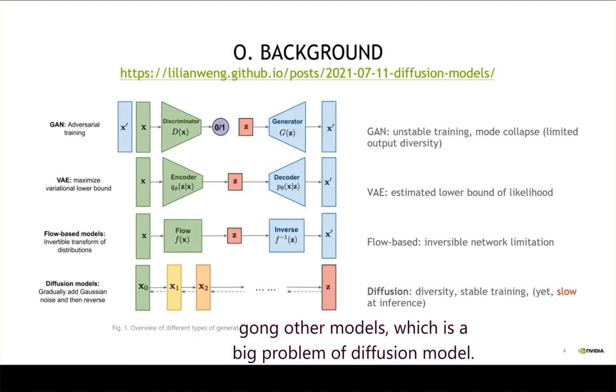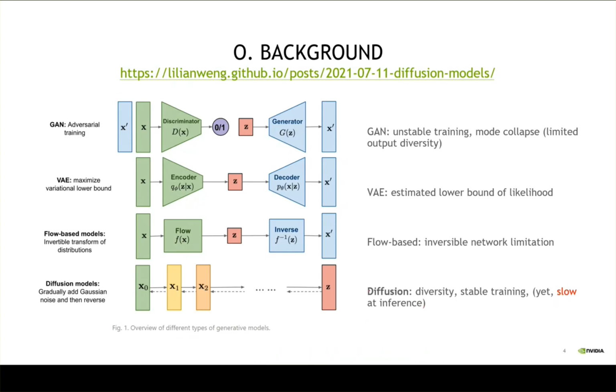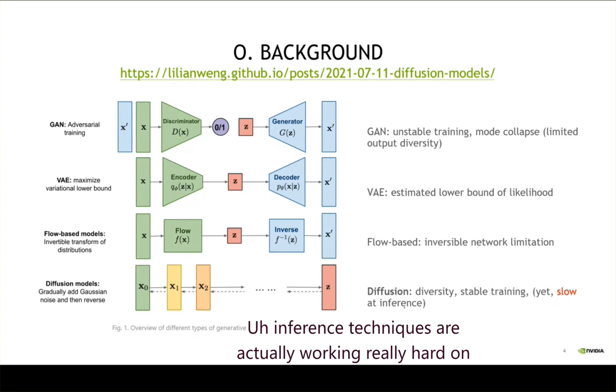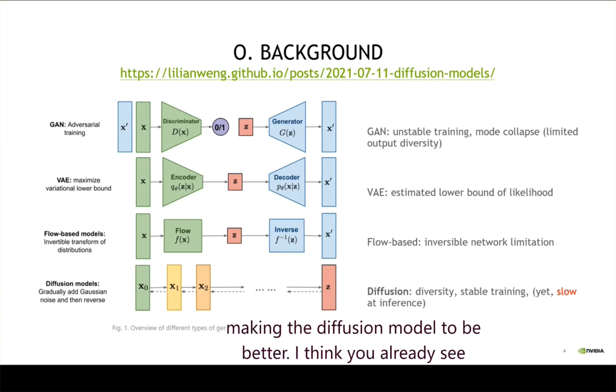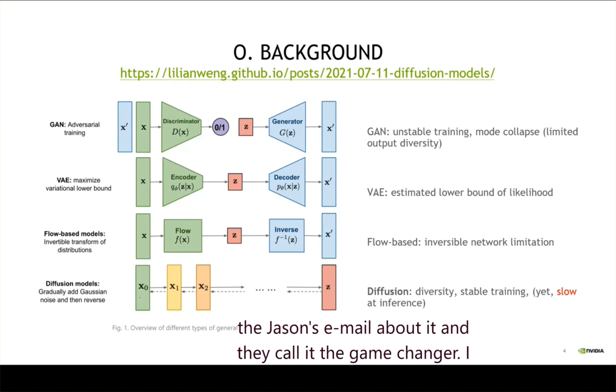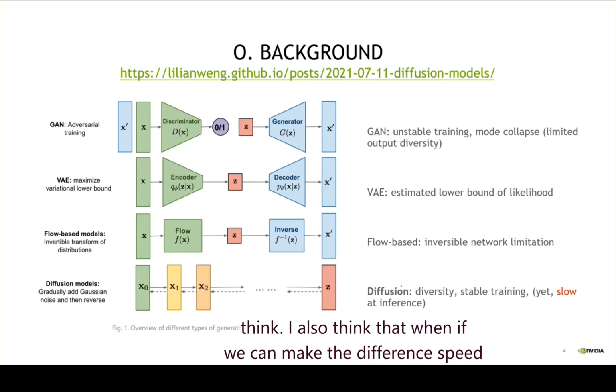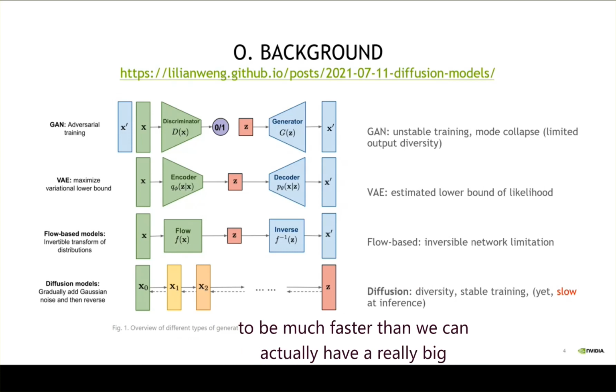So Triton and other inference techniques are working really hard on making the diffusion model better. I think you already saw Jason's email about it. They call it a game changer. I also think that if we can make the inference speed much faster, then we can have a really big market compared with the current stage. That should be a very good positive direction.